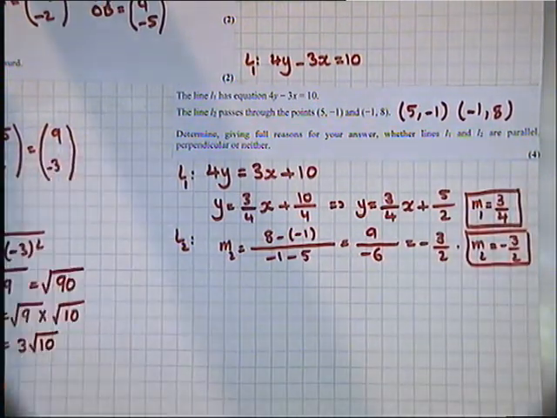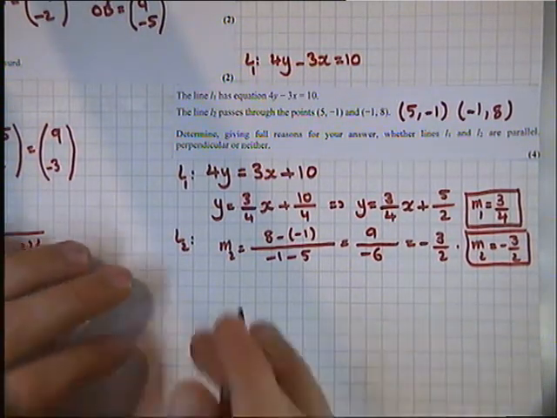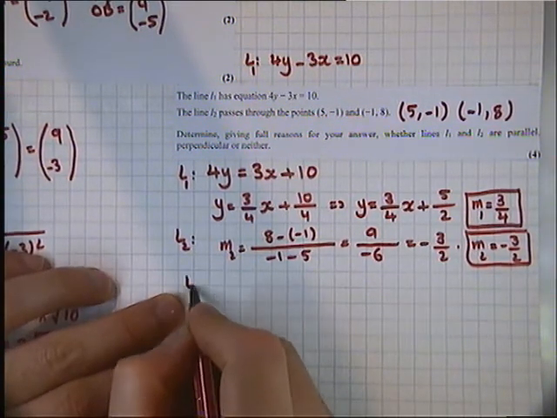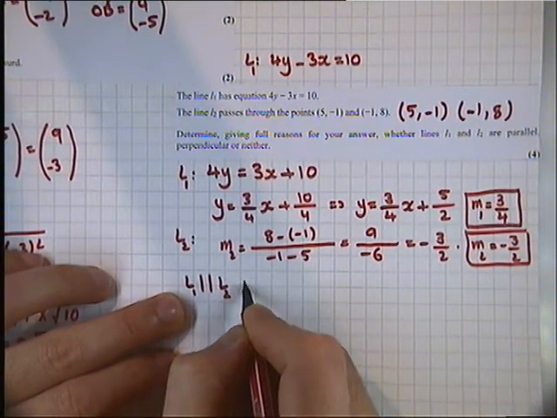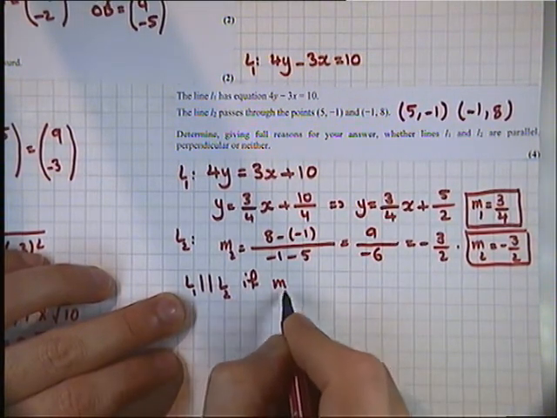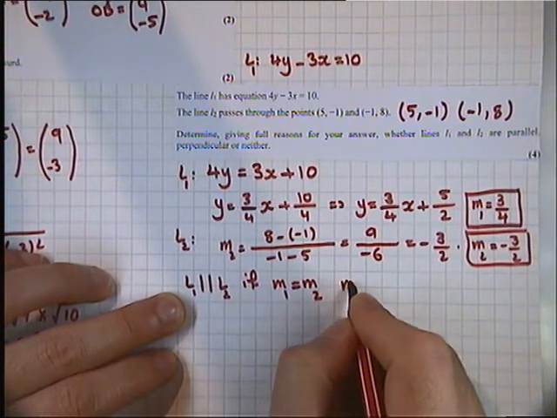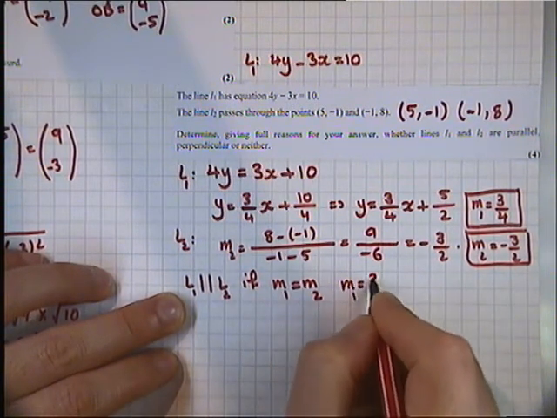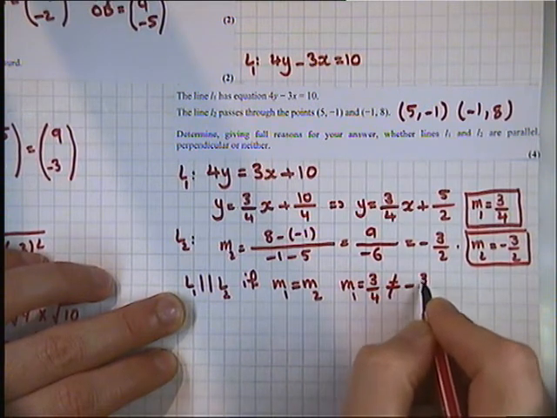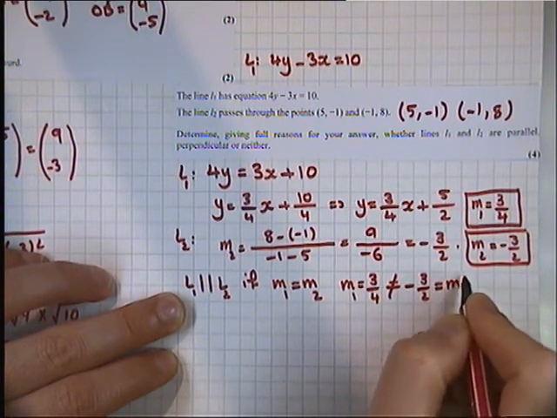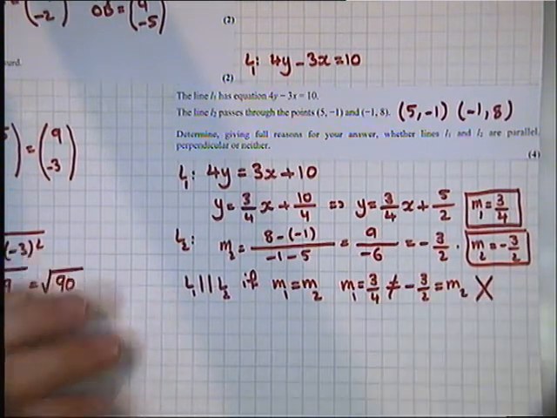Now, let's look at the conditions for parallel and perpendicular. L1 is parallel to L2 if M1 is equal to M2. So M1 is equal to 3/4, which is clearly not equal to minus 3 over 2. Therefore, they are not parallel.